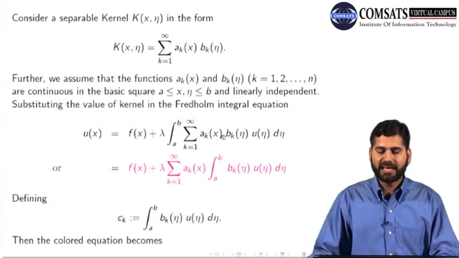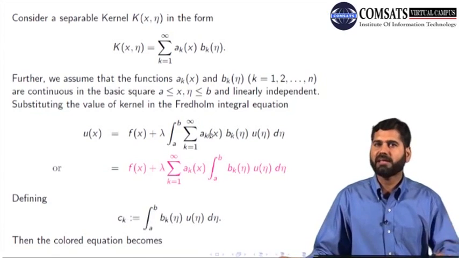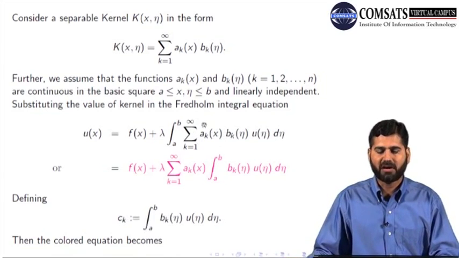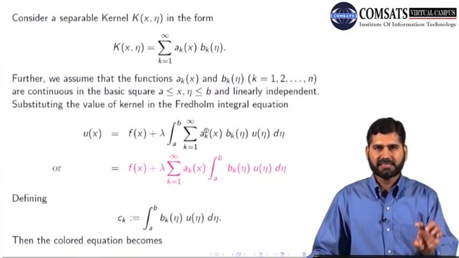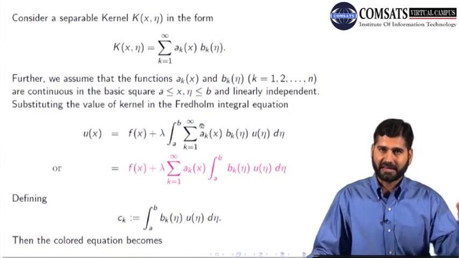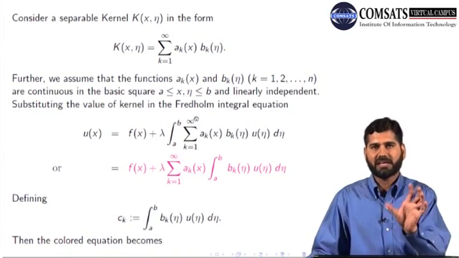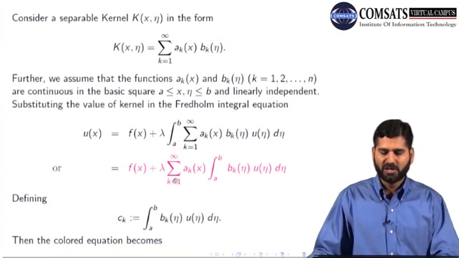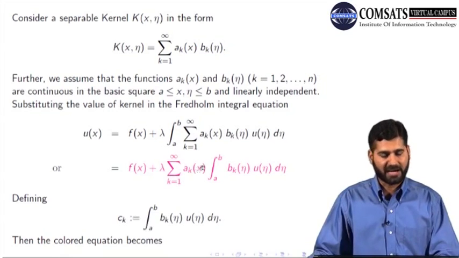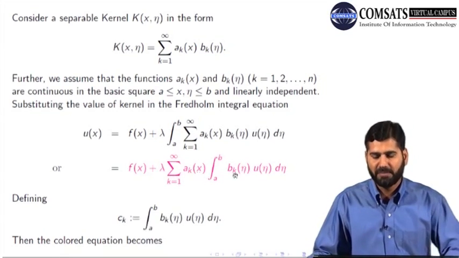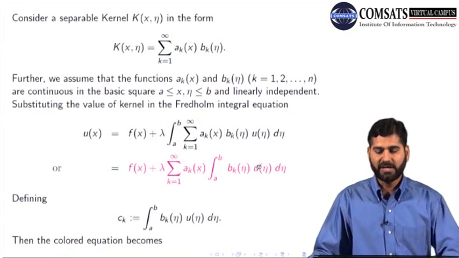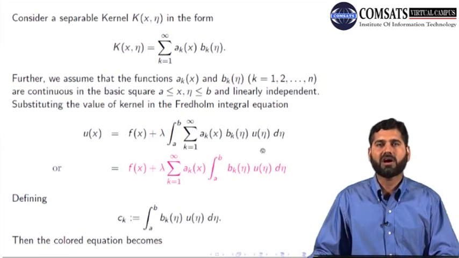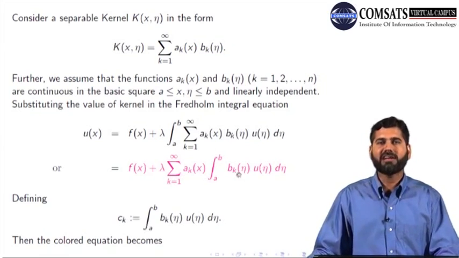Alright, and now because a_k(x) does not depend on eta and the integration is with respect to eta, we can bring all a_k(x) out of the integration. This is the same as we did in the last lecture. At the end, in the direct computation method, we said if the kernel is separable, I can bring the x term outside of the integral. So we are doing the same thing. The summation over k goes from 1 to infinity, a_k(x) is outside, and the integral is only on b_k(eta) u(eta) d eta. Alright, so now again what we said, this is a constant, so we can call it alpha. But now the problem is it's not one integral.